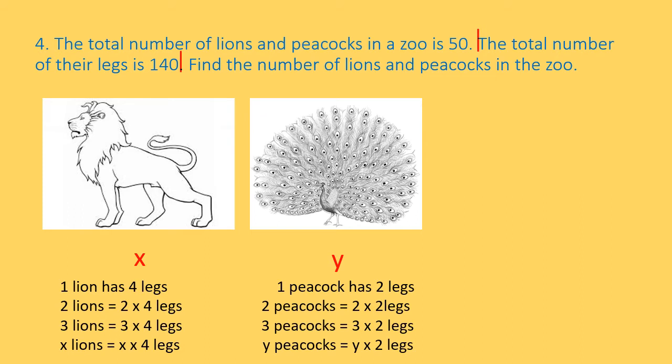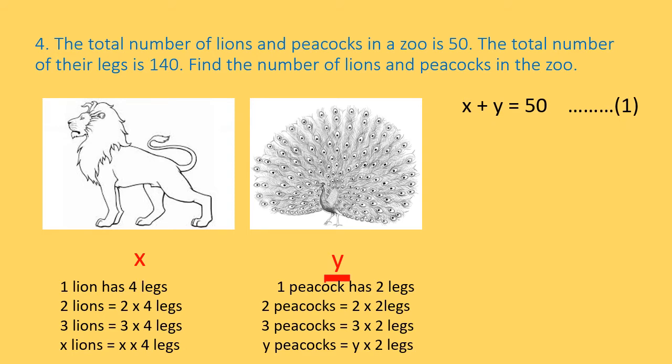So now let us look at the first equation. The first equation is pretty simple. What does it say? That the total number of lions and peacocks is 50. Okay, so since the total number of lions and peacocks is 50, there are X lions and Y peacocks. So from that we'll get X plus Y is equal to 50.